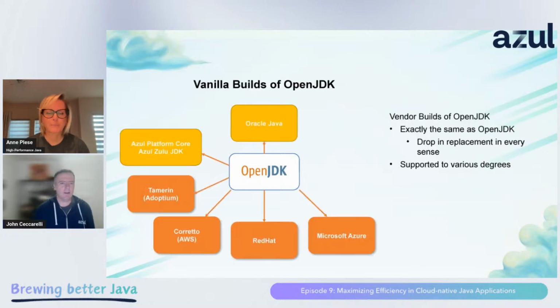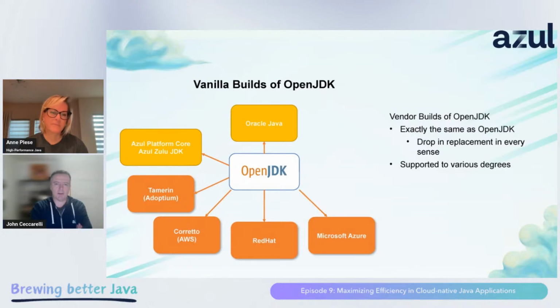So for that, you've got a lot of vendors, more than ever before, out there building various versions of these JVMs. And most of them are what I like to call vanilla builds of OpenJDK. So they are exactly the same as OpenJDK in every way, in every response. And they're supported to various degrees. Some of them are free, some of them are included in various clouds, and some of them are paid.